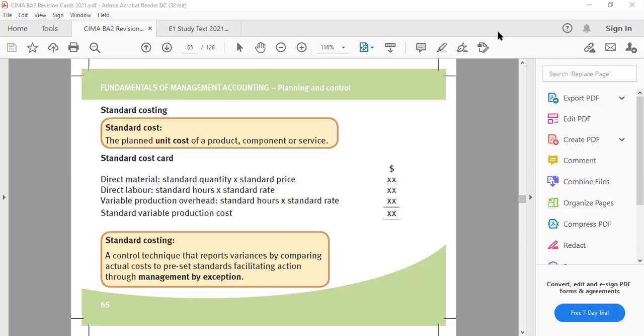So standard costing is a control technique that reports variances by comparing actual cost to preset standards, facilitating action through management by exception. Management by exception is a situation where the actual is not matching with the standard. There is an exception, so focus will be diverted towards that exception and then they start probing into that. A standard cost is a planned unit cost of a product, component, or service.